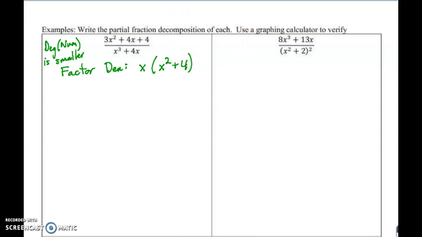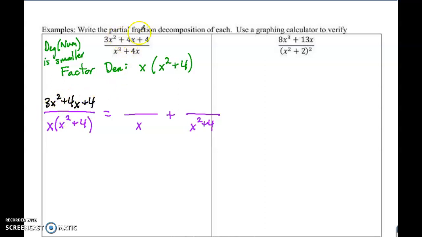So I hope you're okay. I'm going to go ahead and rewrite x cubed plus 4x as x times x squared plus 4, because I'm going to split that up as x and x squared plus 4. Let me switch back to black. That 3x squared plus 4x plus 4 is still in the numerator. So the way we set this up is this is a linear term, so we just need an a on top. But this is a quadratic term, it's squared, so we need bx plus c.